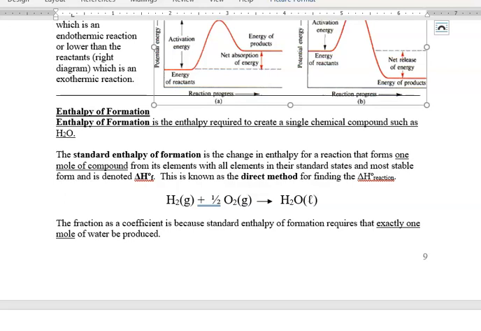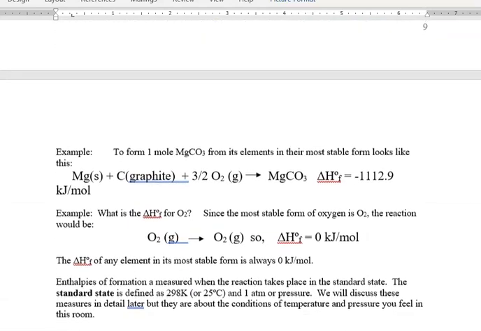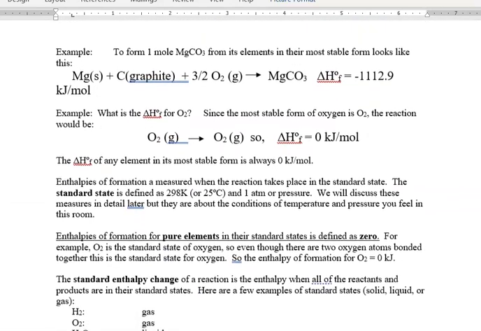This is known as the direct method for finding the change in enthalpy of reaction, delta H of reaction. Notice you have something you almost never see, a fraction coefficient. And that's there because standard enthalpy of formation requires that exactly 1 mole of water be produced. So if you have 1 mole of water, you've got to have half as many moles of oxygen. So that means you have to have a 1/2 in front of the O2. So it's about the only place you'll ever see a fraction for a coefficient.